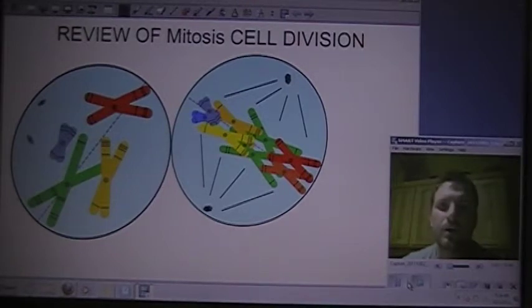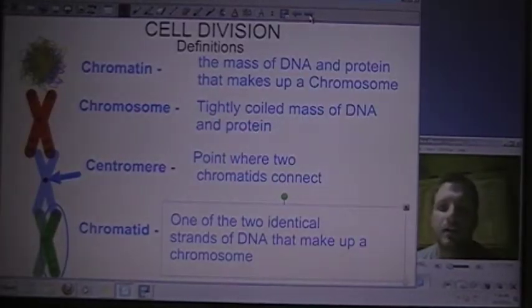The review on mitosis. Mitosis is a process of cell division, and in this cell division it's designed for growth. As we take a look at the lecture notes today, we'll notice that we have a lot of keywords here.